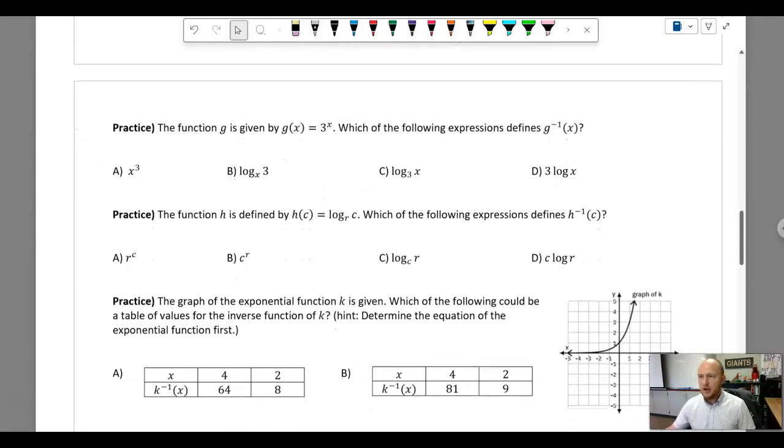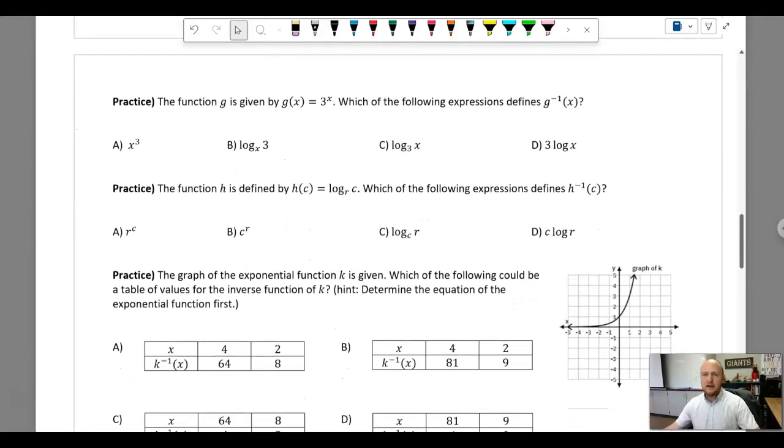So here we go. We're going to go ahead and answer some questions here. They say the function g is given by g of x equals 3 to the power of x. Which of the following expressions defines g inverse? Take a second, identify what's the inverse of 3 to the power of x. Hopefully you did not take too long on this. It's going to be a logarithm function with the same base. So log base 3 of x.